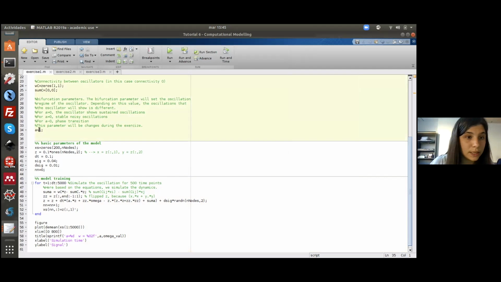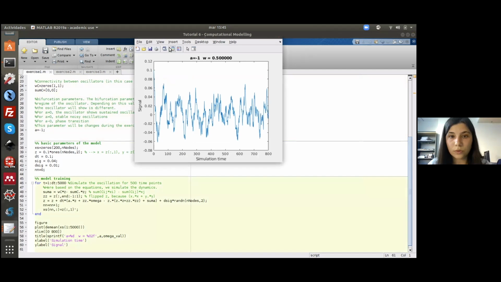Finally, if we set the bifurcation parameter to -1, the important thing is whether the value is negative, positive or 0. If you try other values, you can see that the effect of the oscillation could be more pronounced. In this case, with a negative value, what we obtain are noisy oscillations. So what we can see here is merely noise.